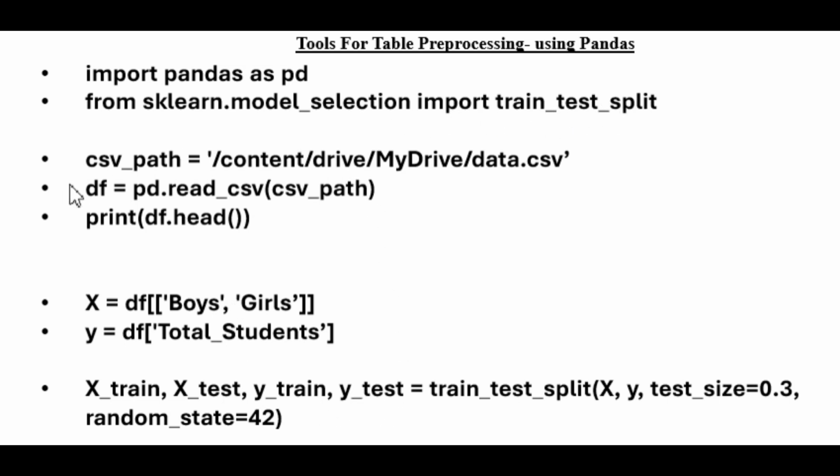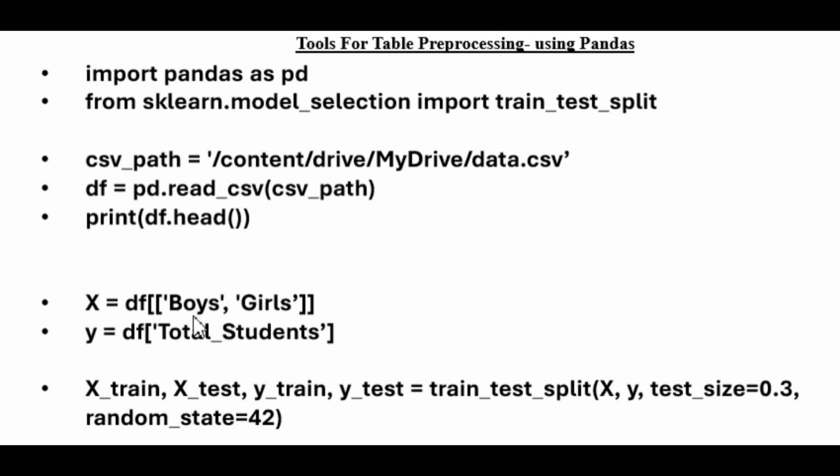Once you've imported it, the next thing you do is link to the path where the CSV file is stored. Probably it's stored in Google Drive, so you link to the path where it's stored. This line of code is for us to read that particular file, while this line of code is for us to print it out, to show it in Google Colab or any other platform you're using.